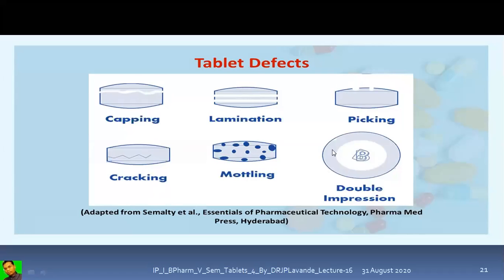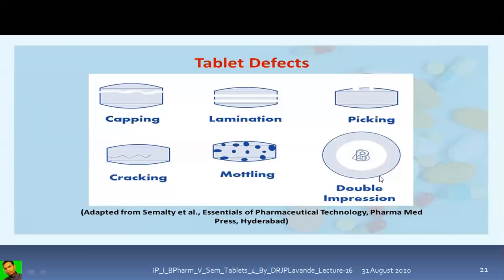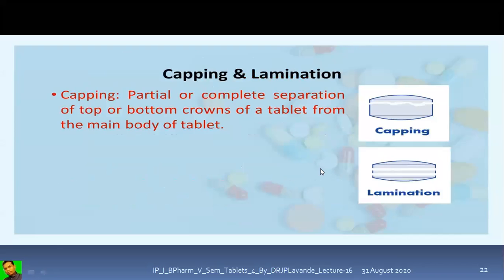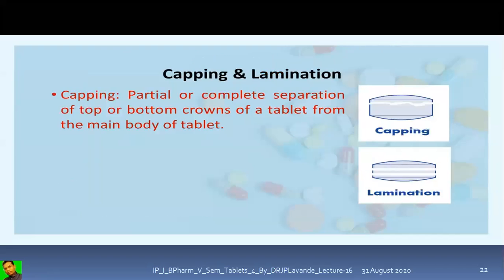If the punches, if the dies get rotated during the process of ejection, at that time it will lead to double impression, or sometimes double compaction. So all these are the defects that are very common in case of tablets during production. Now what these are, we will see in somewhat more detail.